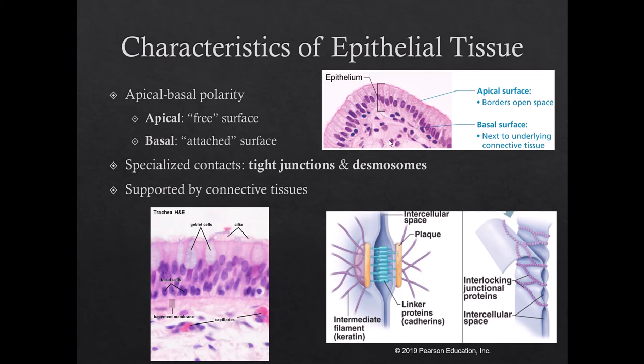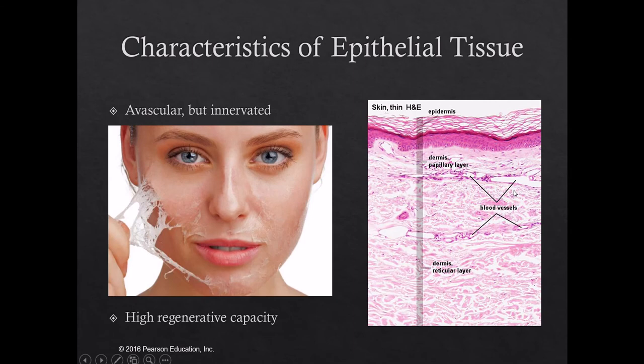Epithelial tissues are also always supported by underlying connective tissues, and there's really a primary reason for that. And that is because epithelial tissues are avascular. So a means without. So they are without blood vessels. So these epithelial tissues here, since they don't have any blood vessels, they have to get their oxygen and nutrients from the blood vessels that are in the underlying connective tissue. And that's why epithelial tissues are always supported by connective tissues.